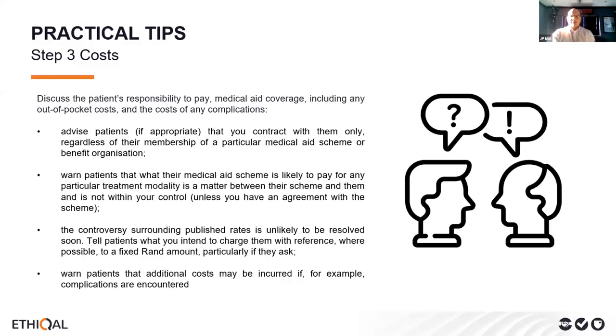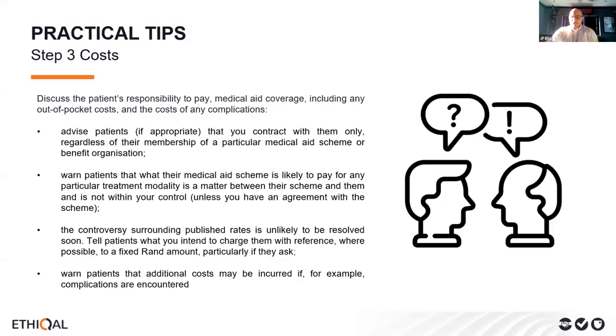Examples of this could include advising the patient, if appropriate, that you contract with them only, regardless of their membership of a particular medical aid scheme or benefit organization. Warn patients that what their medical aid scheme is likely to pay for any particular treatment modality is a matter between their scheme and them, and it is not within your control, unless, of course, you have an arrangement or an agreement with the scheme. The controversy surrounding published rates is unlikely to be resolved soon, so tell your patients what you intend to charge with reference to, wherever possible, a fixed rand amount, particularly if they ask.